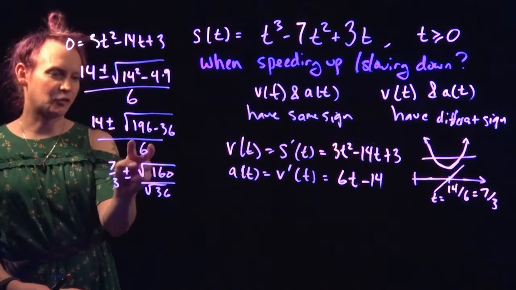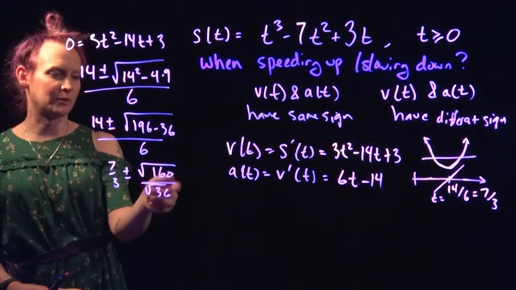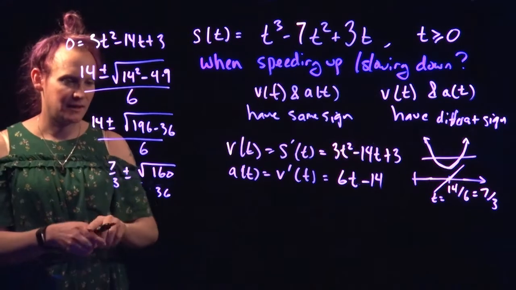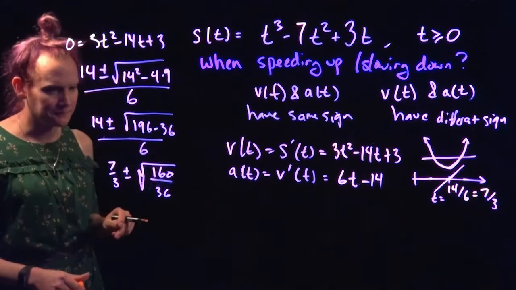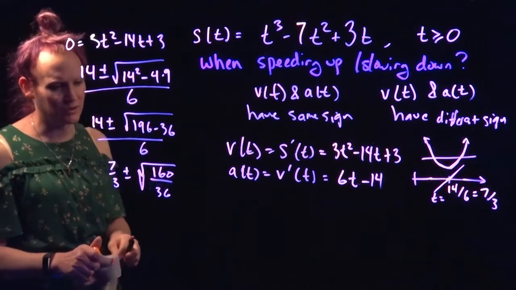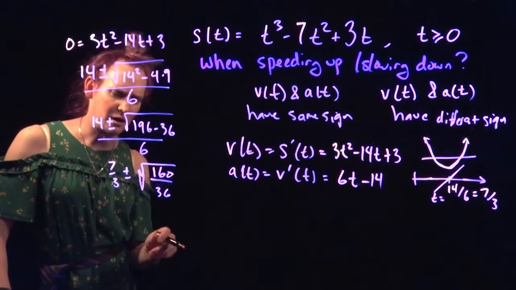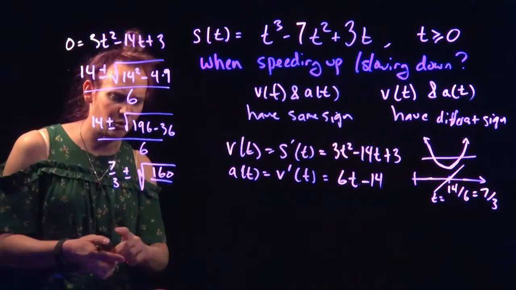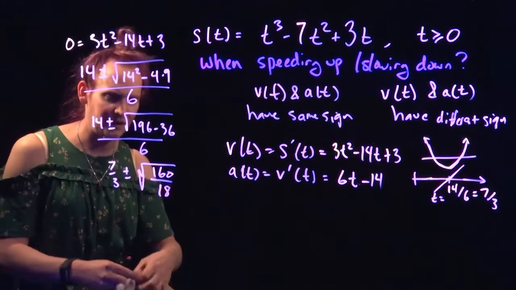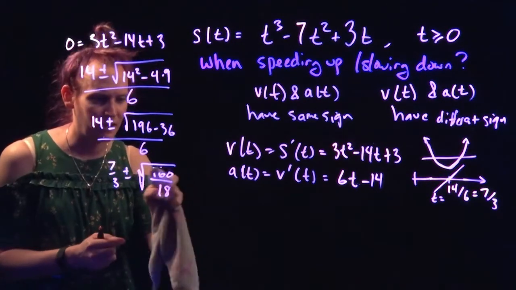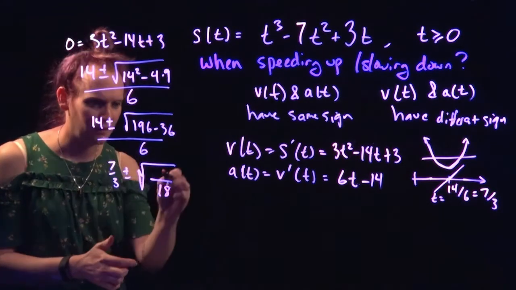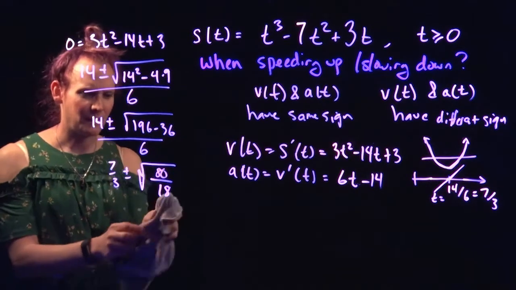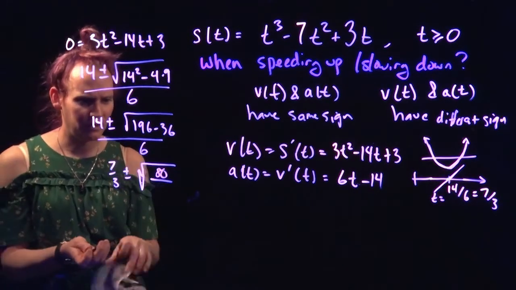So I can square this 6 and put it underneath the square root, and then I can simplify 160 over 36. Let's take out 2. I'm going to have 18 in the denominator, and in the numerator I have 80. And then let's do a 2 again. I'm going to have 9 and 40.